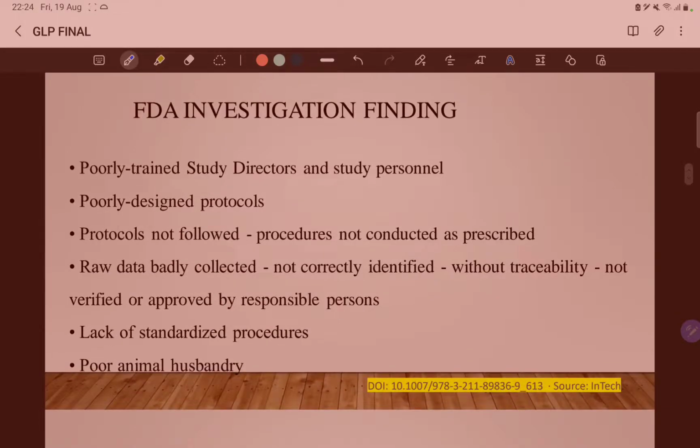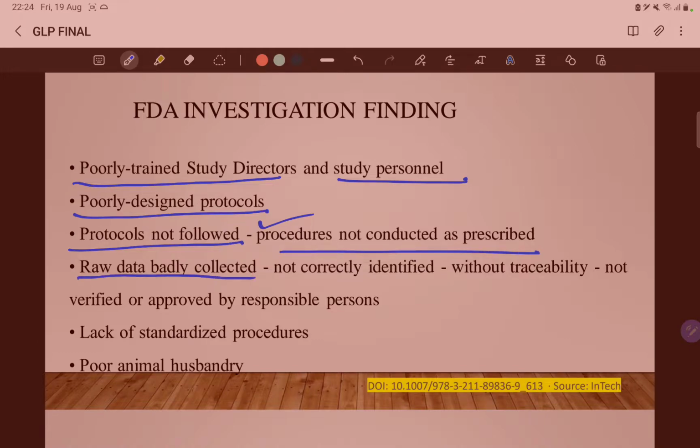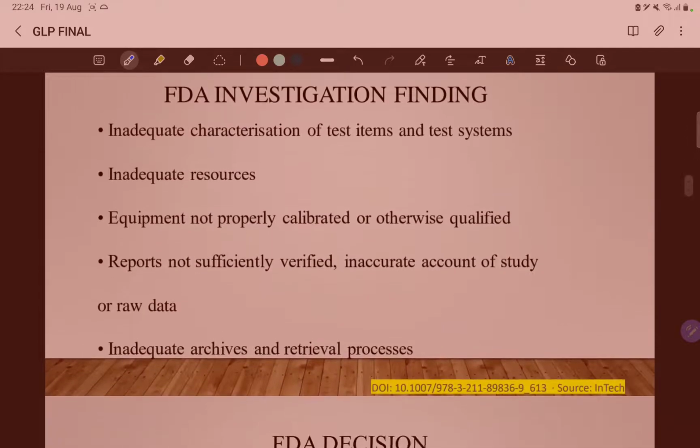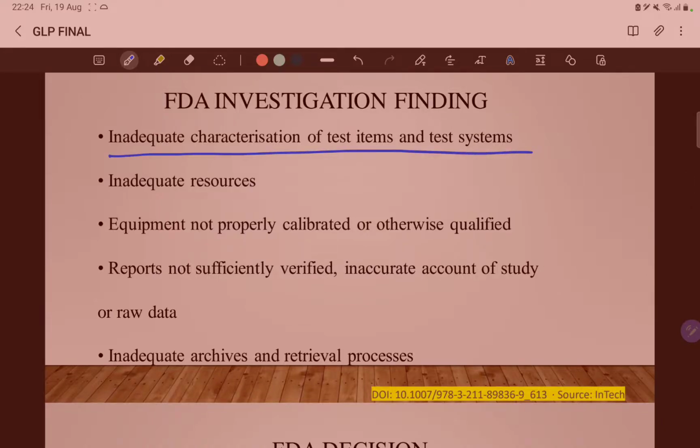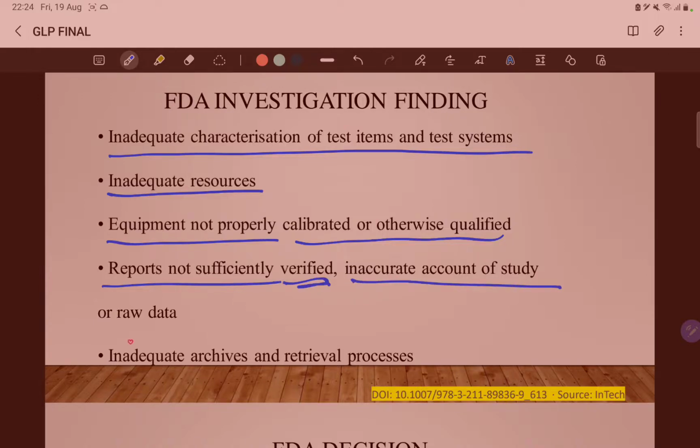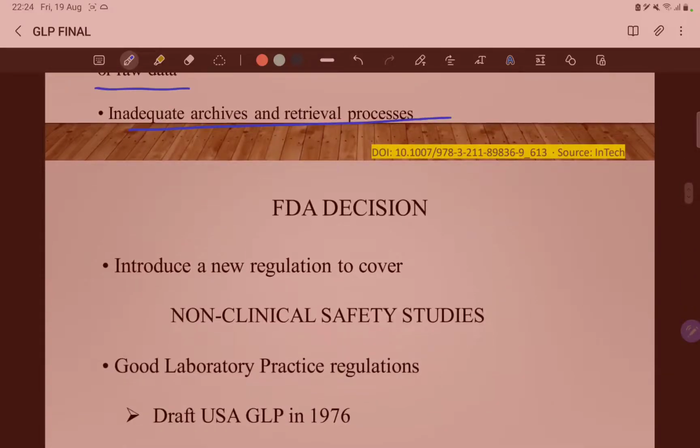Now what were the findings? Poorly trained study directors and study personnel, poorly designed protocols, protocols not followed, procedures not conducted as prescribed, raw data badly collected, not correctly identified, without traceability, not verified or approved by responsible persons, lack of standardized procedures, poor animal husbandry, inadequate characterization of test items and test systems, inadequate resources, equipment not properly calibrated or otherwise qualified, reports not sufficiently verified, inaccurate account of study or raw data, inadequate archives and retrieval process. These were the FDA findings.